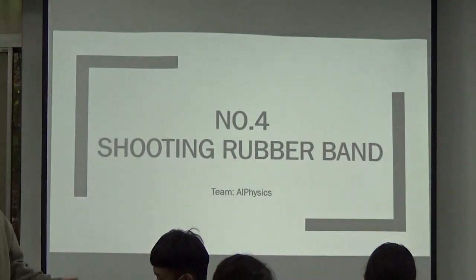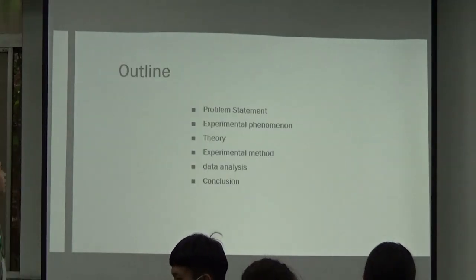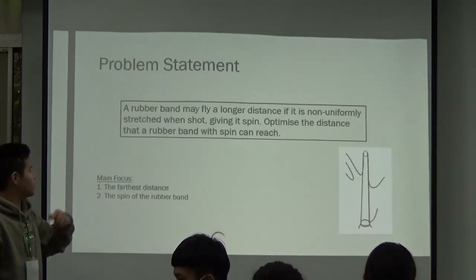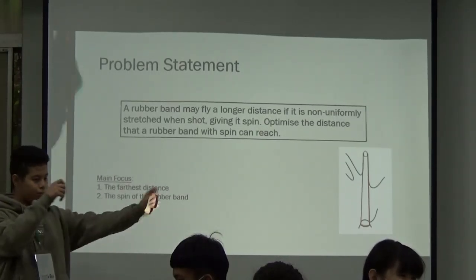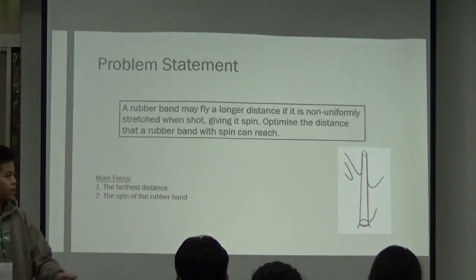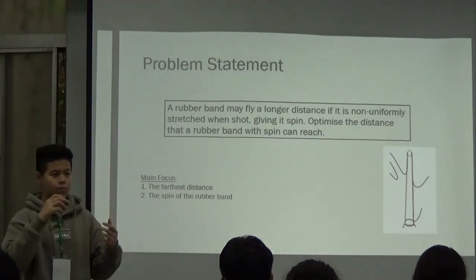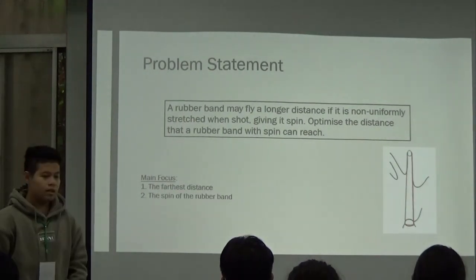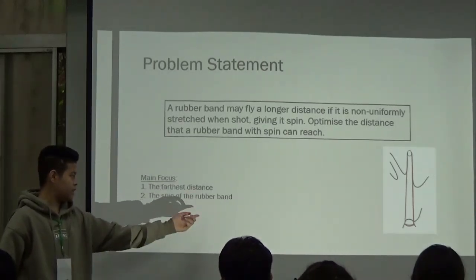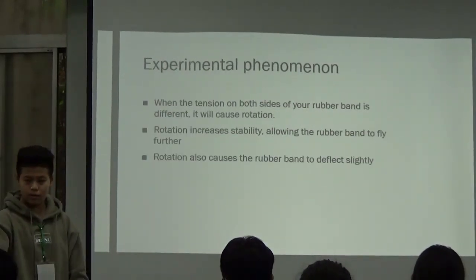Hello everyone. Today I'm going to talk about shooting, and this is our output. And this is the problem. When we throw the rubber band with one side tight and one side not tight, we can find that it will shoot, but the distance it shoots will be lower. In this topic, we will focus on the distance and the speed of the rubber band.